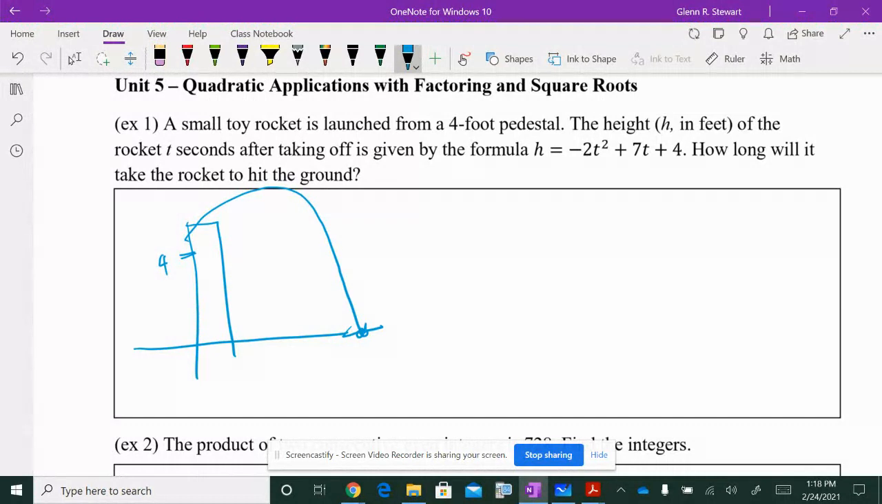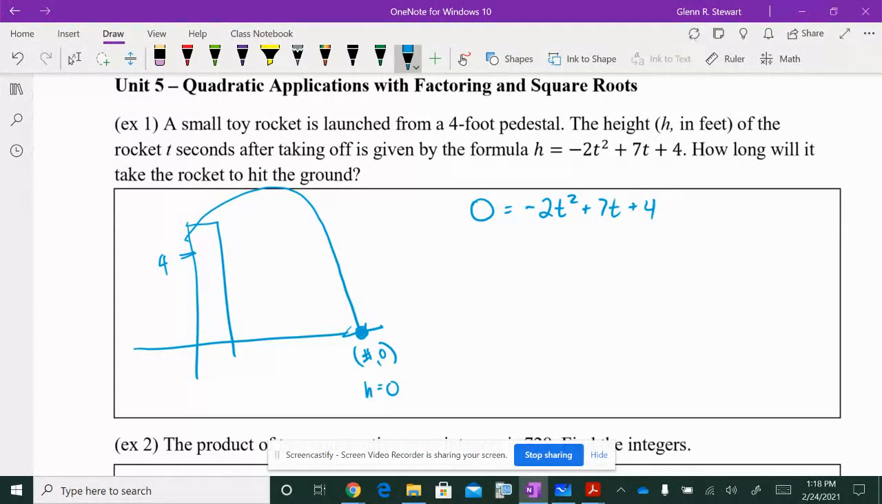One of the things that we want to realize is hitting the ground really represents a point (number, comma 0) on our y-axis. So in this case, our h can be 0 plugged into our formula. So let's go ahead and do that. 0 is equal to negative 2t squared plus 7t plus 4.